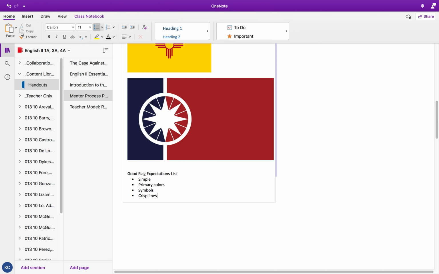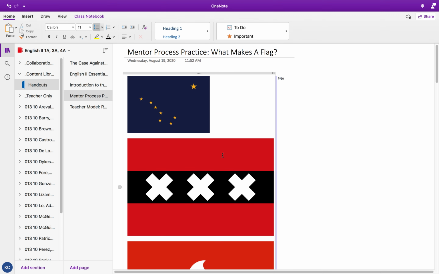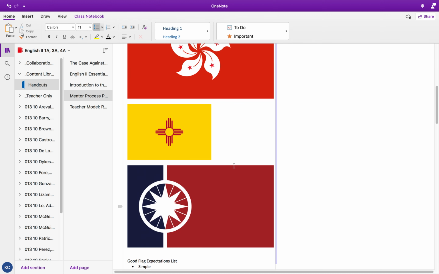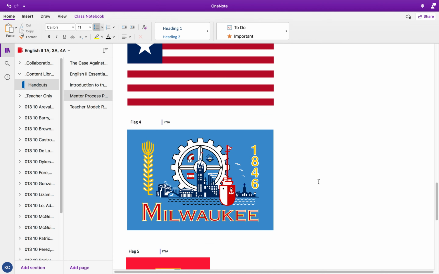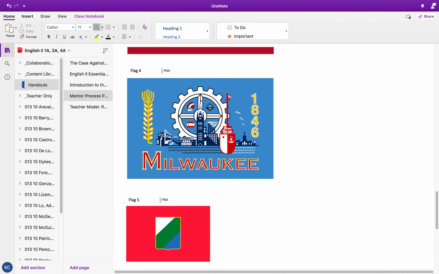So, just right there, we have created, in a way, a rubric, a way for us to decide if something is up to par or not. But what about when we see bad flags? Like this one. How many of these rules does this flag break?